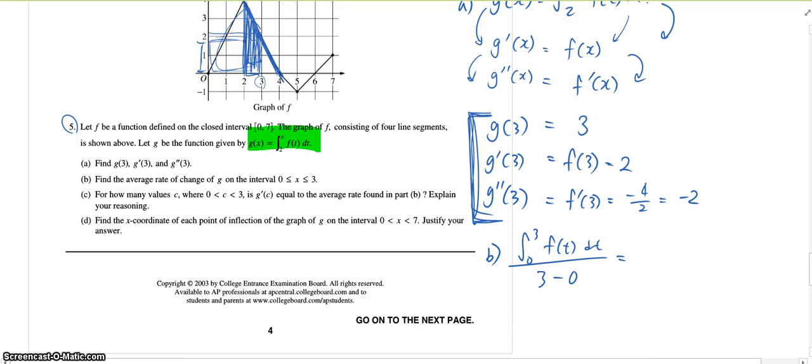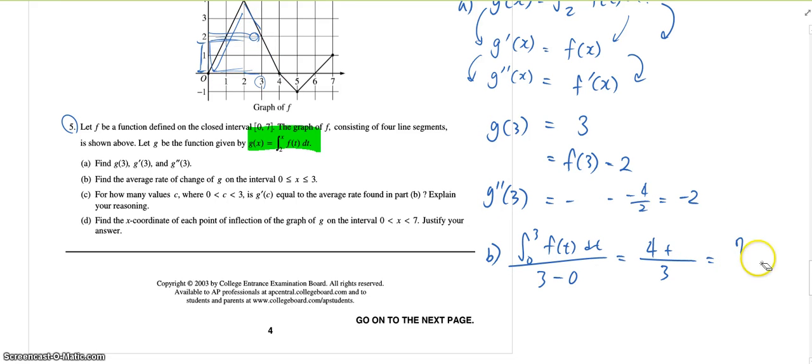That gives us the average height. From 0 to 3, the integral of f(t) dt is this whole area right here, including this triangle and the trapezoid we just got. The triangle here is 4 times 2 divided by 2, which is 4, plus the trapezoid we got, which is 3, all over 3 minus 0, which is 3. So the average rate of change of g on the interval from 0 to 3 equals 7 over 3.